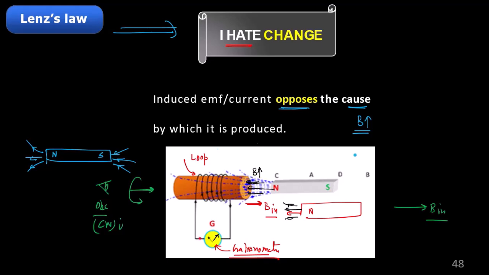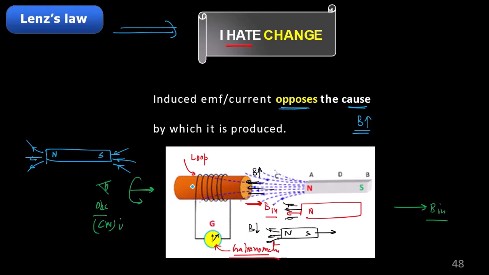Now the second situation: let us say you are moving this magnet in the opposite direction, in this direction. That means the magnetic field coming from the north pole, the magnetic field lines through the loop, are going to decrease. Whenever you are moving the magnet away, the black color magnetic field lines are going to decrease. Again, the loop hates this change. According to the loop, the black magnetic field line is going to reduce.